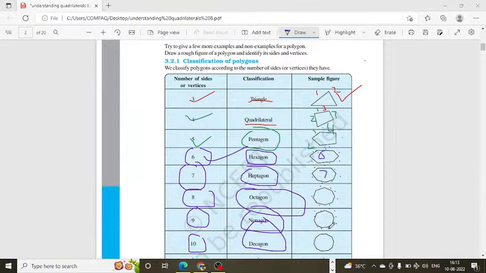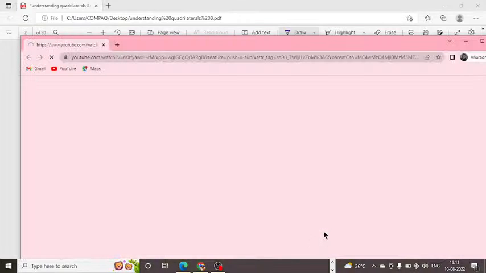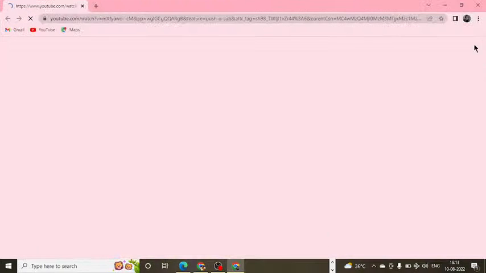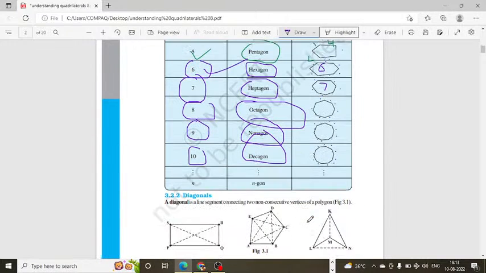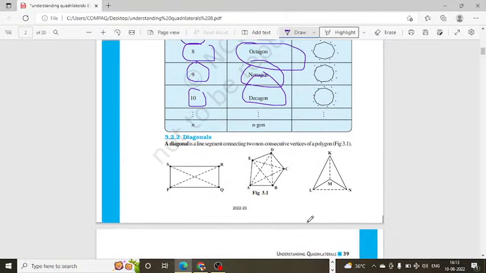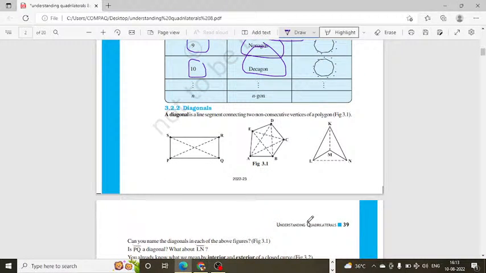यहाँ पे हमारे हो गए, यहाँ से शुरू करते हैं. 1 2 3 4 5 6 7 8 9 and 10. इसके हमारे टोटल कितने साइड्स हो गए? There are 10 sides in a decagon. अब हम चलते हैं डायगोनल्स की तरफ.